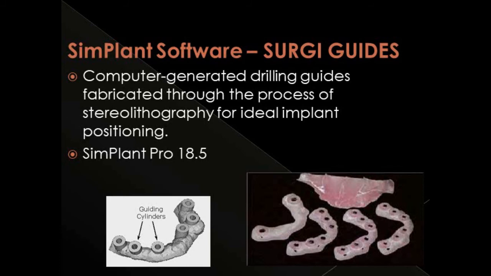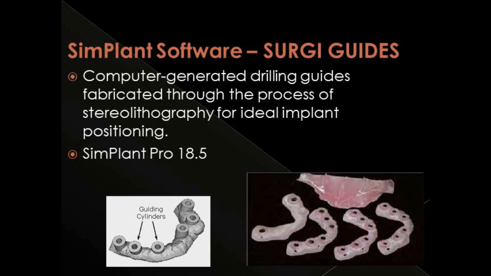So with the help of Simplant software, you can create computer generated drilling guides by the process of stereolithography that are called Surgiguides, and this helps for ideal implant positioning. As you can see here, the Surgiguide consists of metal cylindrical tubes corresponding to the number of the desired osteotomy preparations, and they also have specific drill diameters, and this diameter is usually 0.2 millimeter larger than the corresponding drill. So this will make angle deviation less likely. And these Surgiguides can be bone, teeth or mucosa supported. So you can see here a set of Surgiguides.